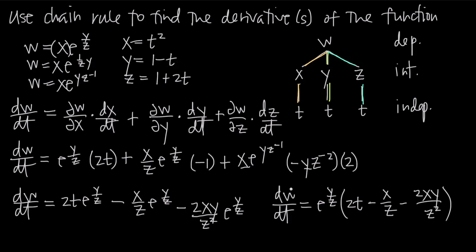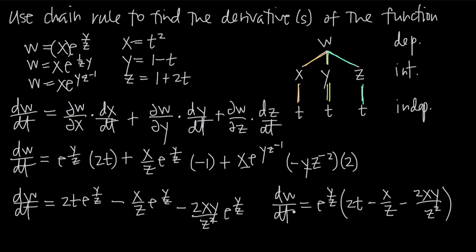And notice how we were able to take the derivative with respect to the independent variable, even though w was not defined in terms of t, it was defined in terms of x, y, and z. We were able to do it because x, y, and z were all defined in terms of t. So that was a case type 1 multivariable function that we took the derivative of using chain rule.